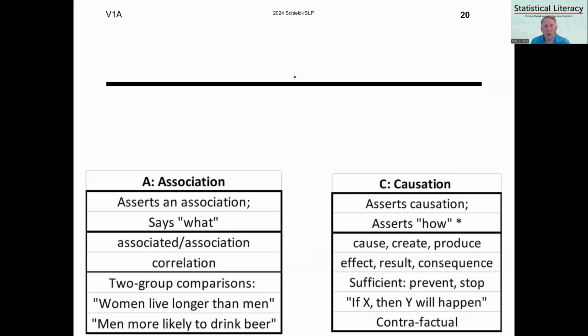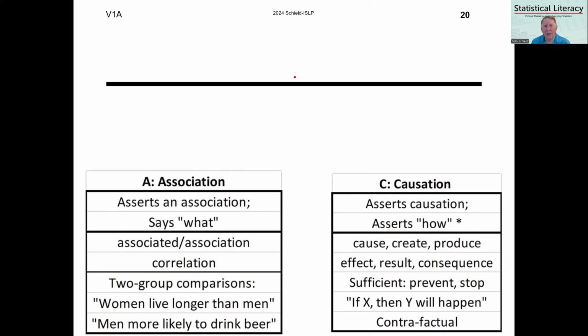And when I look at words that imply association, I come up with association, associated, correlated, or two-group comparisons. Women live longer than men, typically. Men are more likely to drink beer than women are likely to drink beer, typically. The causation words, cause and effect. The sufficient words, if you do X, then Y will happen.